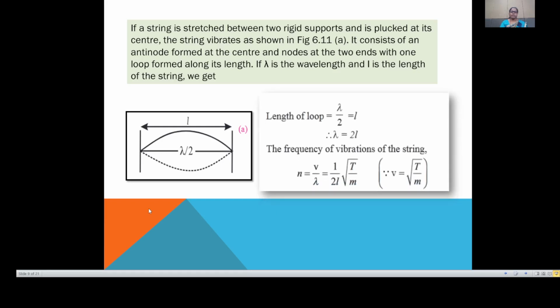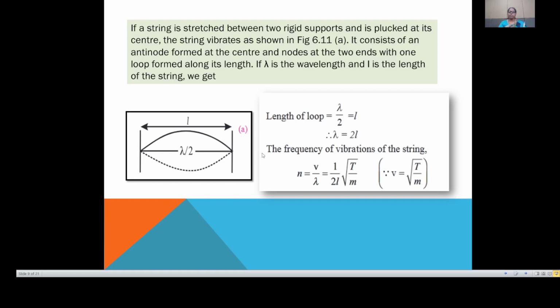In this figure, there are two nodes and one antinode. The length of the string is L. The length of the loop is lambda divided by 2, which is equal to L. Therefore, lambda is equal to 2L.